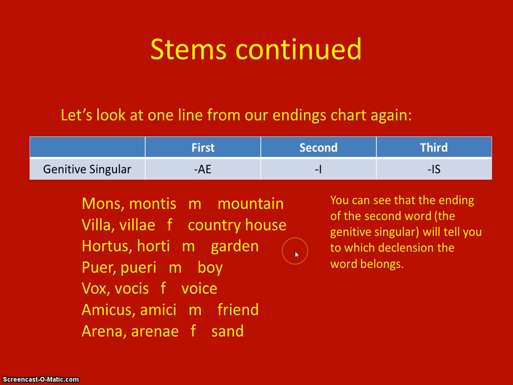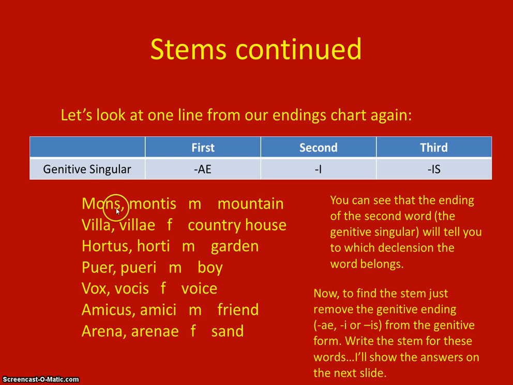Okay. Once you determine if a word is first declension like villa, or second declension, like hortus horti, or third declension, like mons montes, all the other endings will be from the same declension. That word will not change declensions. That will tell you what column you're working with.